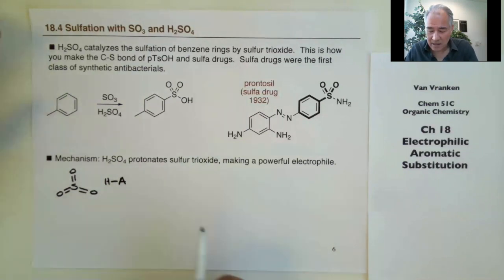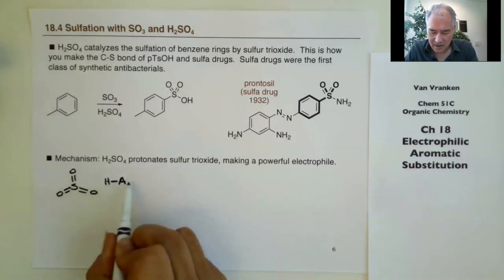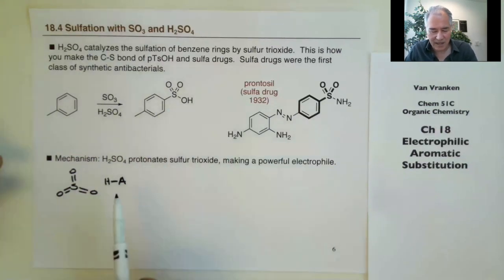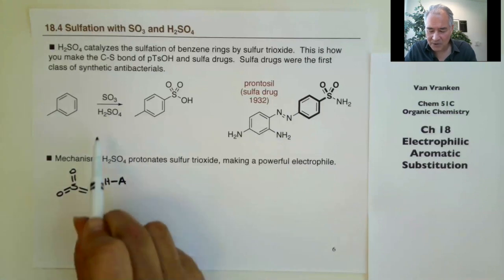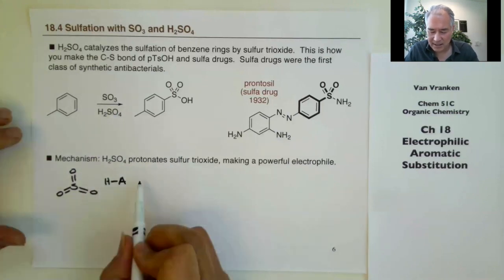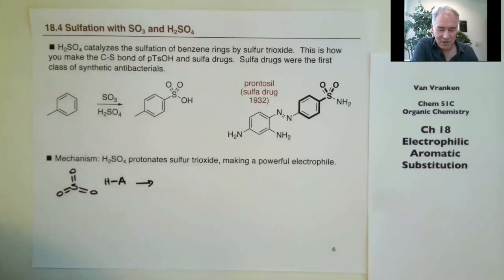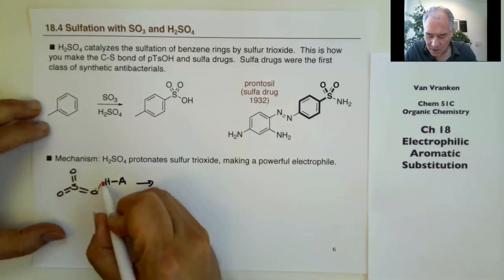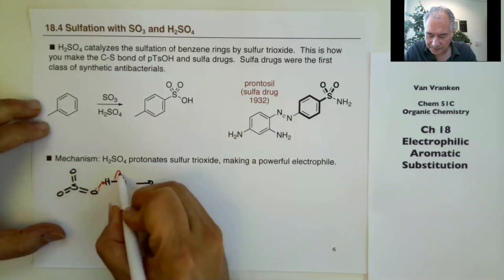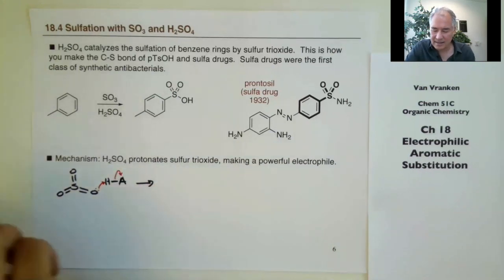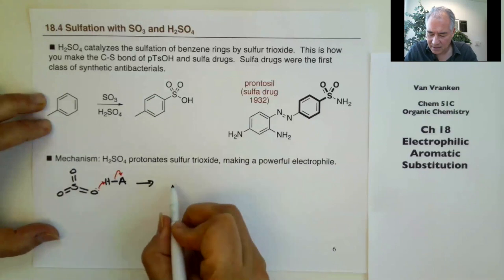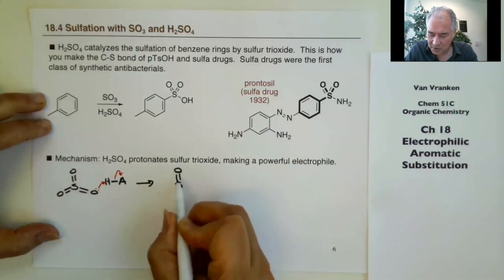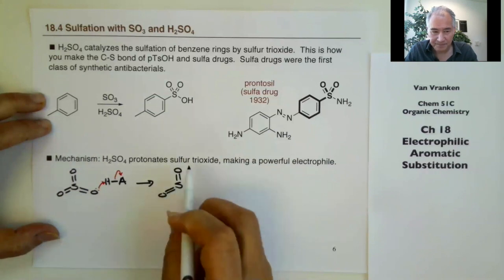That way we don't have to worry about whether it's H attached to sulfate or H attached to an arenium ion. We don't even care. Just some super powerful species under these strongly acidic conditions is going to protonate the sulfur trioxide and make it really electrophilic. So we'll protonate the oxygen atoms there and release that conjugate base A-, which will then be floating around. And so this is our powerful electrophile that's going to add to benzene rings.